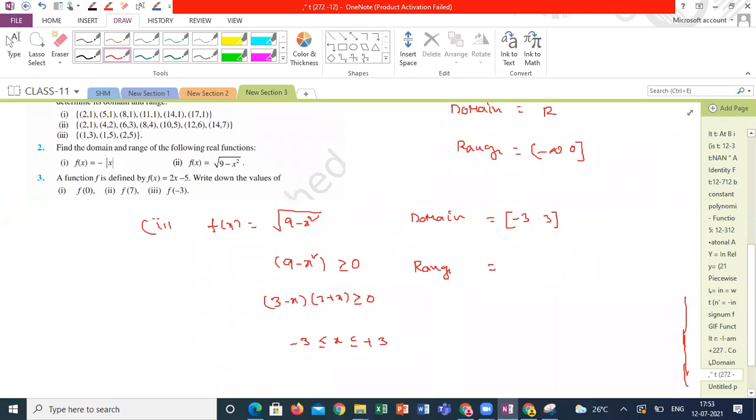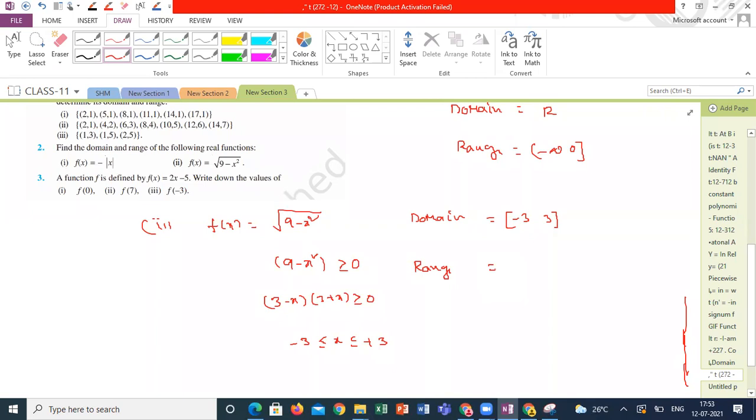If I am substituting x is equal to 0, what is your f of x? 3 plus or minus 2 plus or minus 3. Then what is the range? Guys, please think over it and let me know. Anyone?